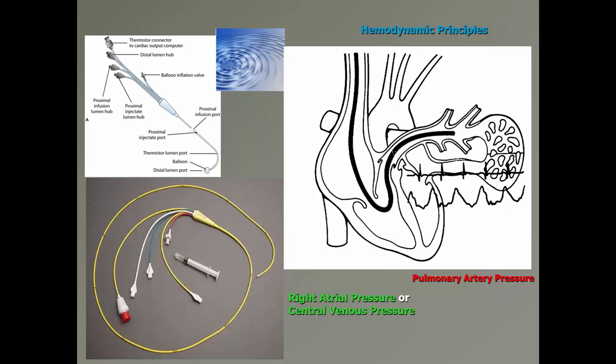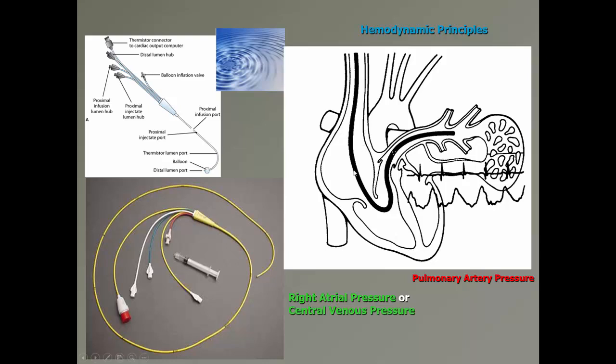Again, it's sometimes hard to get the orientation of the catheter, but note that this is the catheter tip. Here's the catheter tip inside the body, which means this part from about here on out is going to be outside the body. This is what you're going to see, all of these ports, all of these pieces outside the body. This catheter goes through the right atrium, right ventricle, and out into the pulmonary artery, which is why it's called a pulmonary artery catheter.